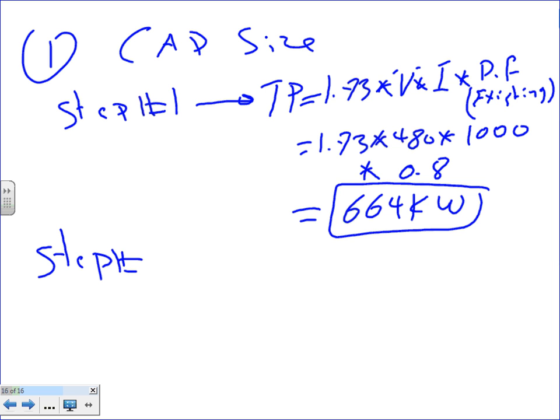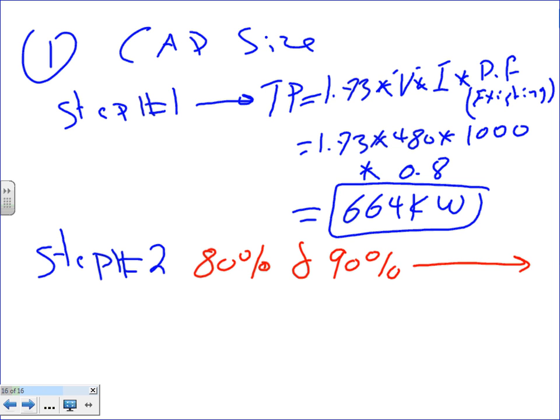Step number 2. Here's what you need to do. Take power factor. What was the power factor? 80% power factor and 90% power factor. I want you guys to go to page 164, Electrical Wiring Industrial, and that will be Fig 11, table 11-1. Okay, are you guys there? We're going to go find the multiplier.